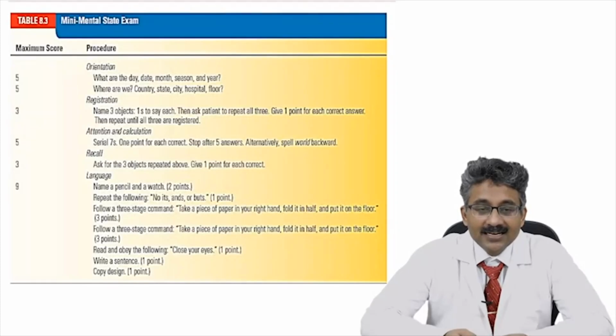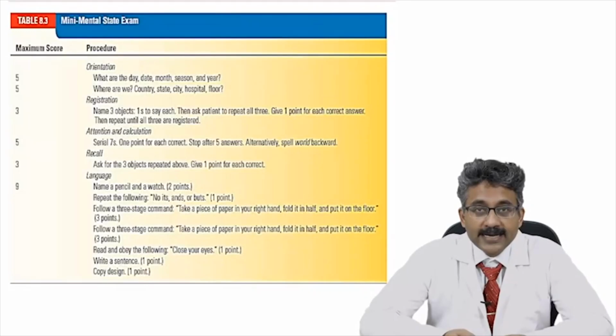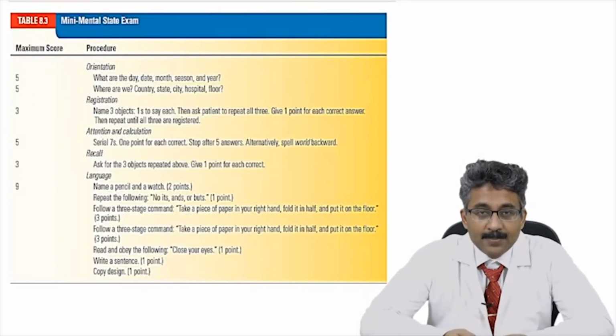Next is attention and calculation. You can tell the serial 7s: 100, 93, 86... or ask the serials of 5, 7, 14, 21, 28, 35 like that. Give 1 point to each correct answer. Stop after 5 answers. Alternatively, you can ask the patient to spell the words backwards. So that is 5 points. Then recall. Whatever 3 objects were given in registration, you tell the patient to repeat those 3 objects. Give 1 point to each correct answer. That is 3 points.